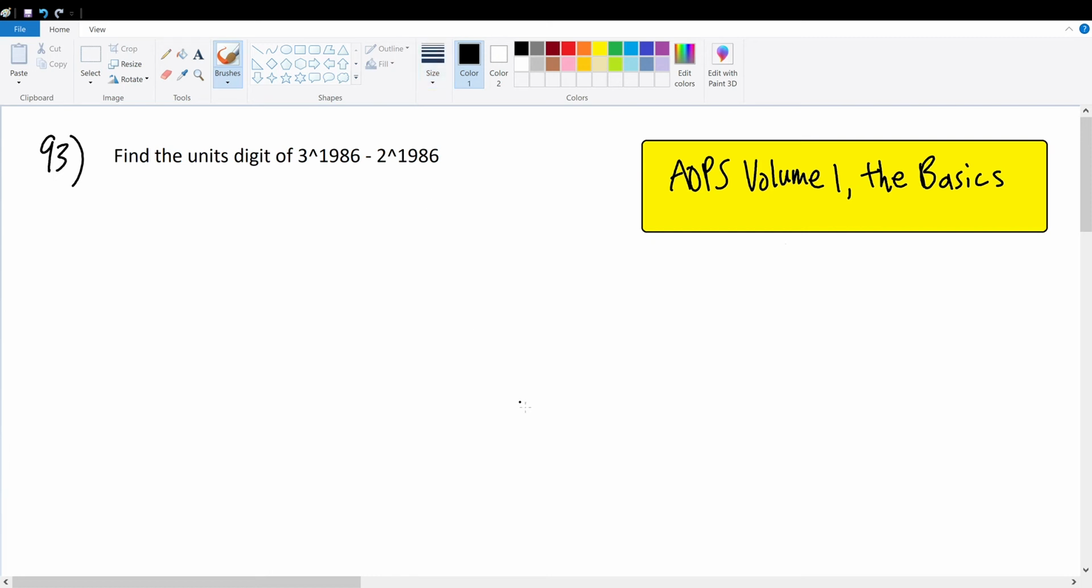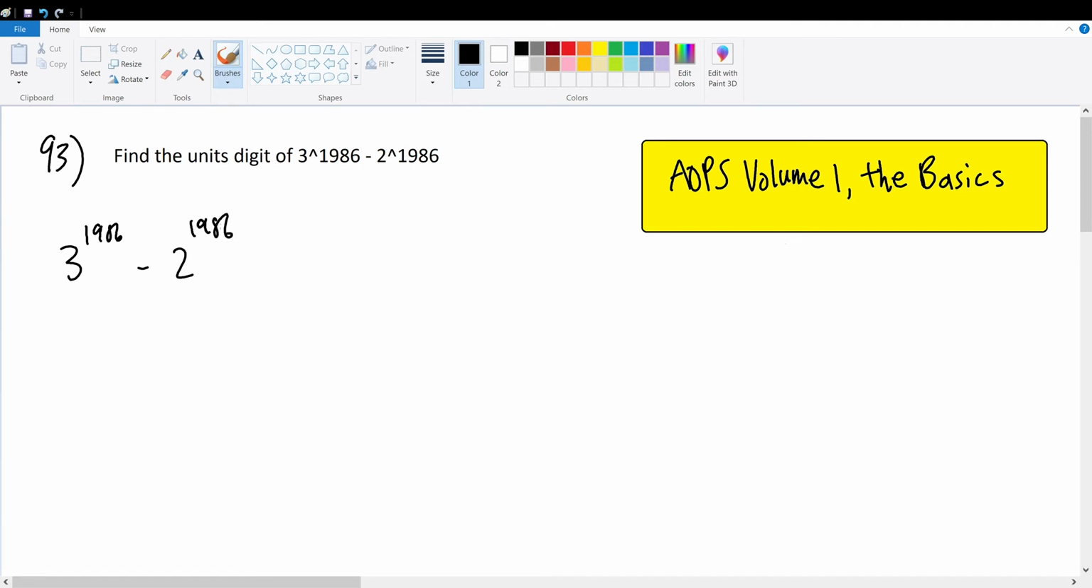AOPS Volume 1, the basics, number 93. Find the units digit of 3 raised to the 1986 power minus 2 raised to the 1986 power. So let's write that down. 3 raised to the 1986 minus 2 raised to the 1986.